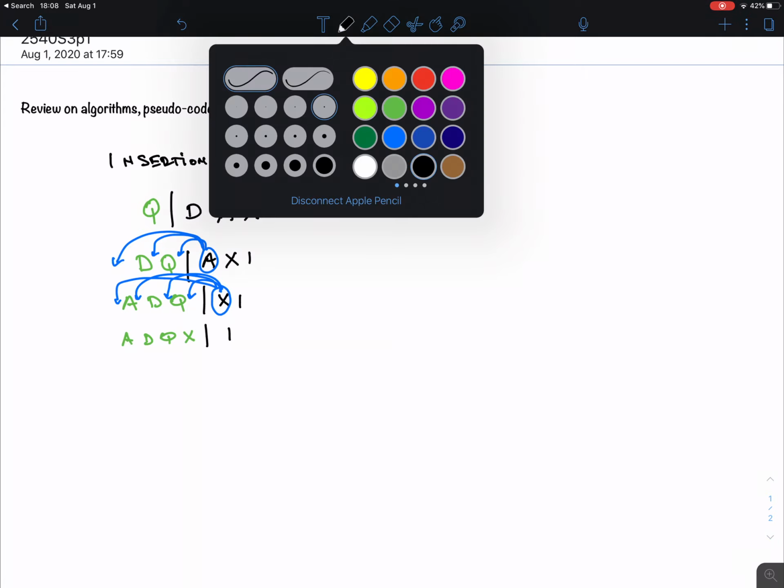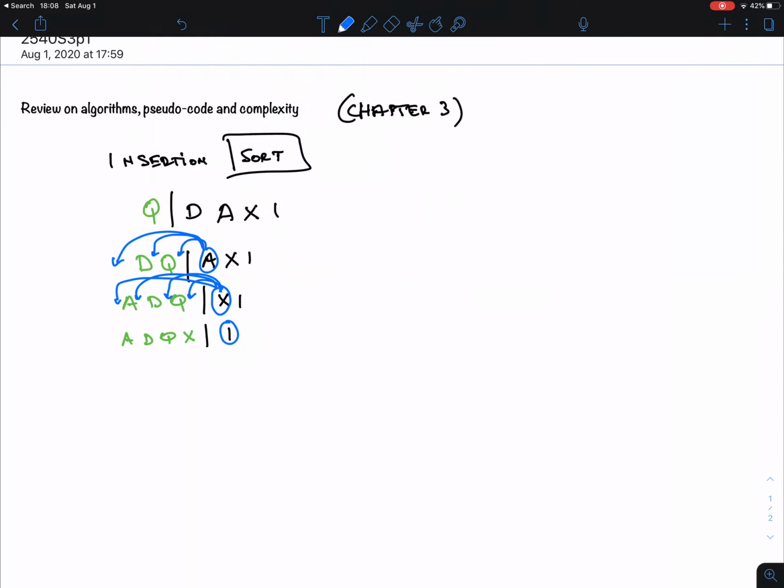And then the last one, now we ask, where does I go? Does it go there? No, it's not less than A, it's not less than D, but it is less than Q. So here we go, we'll go in there. And so we get the list A, D, I, Q, X, sorted.